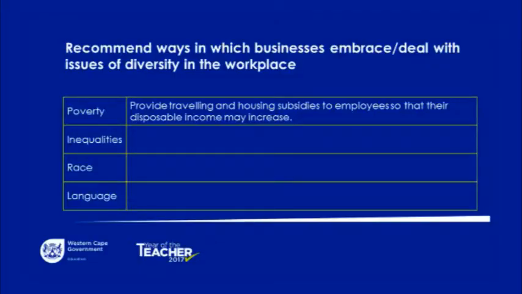The first issue could be poverty. How could businesses deal with poverty in the workplace? They could provide traveling and housing subsidies to employees so that their disposable income may increase.